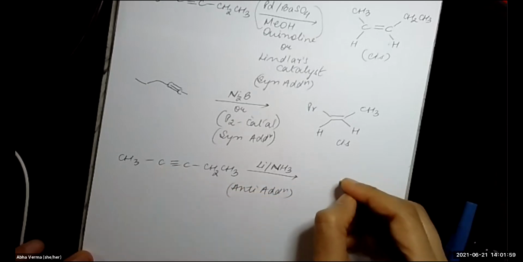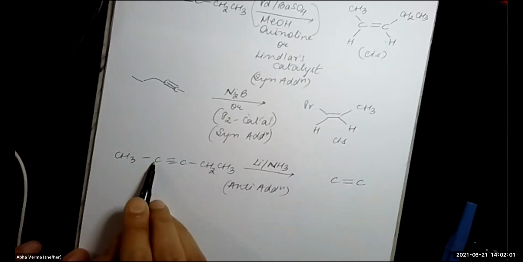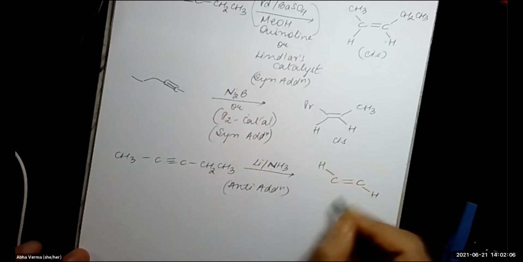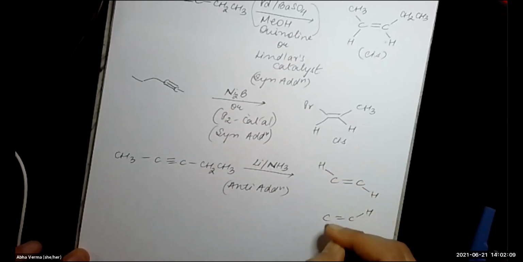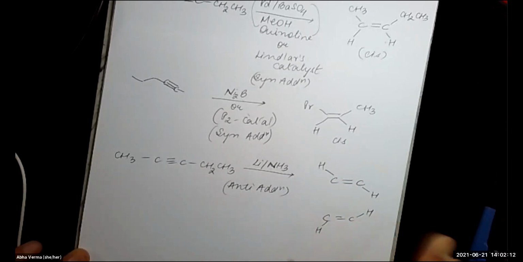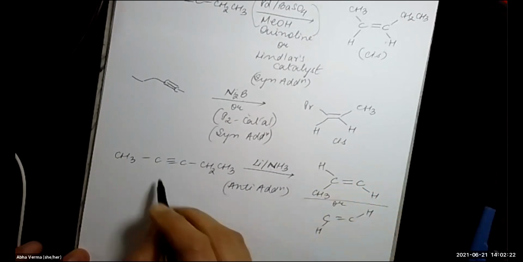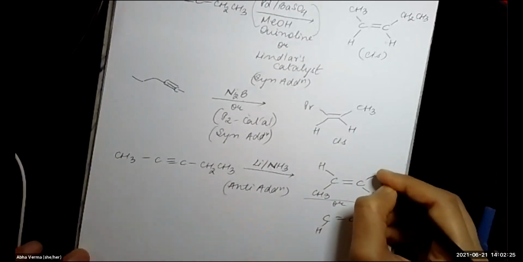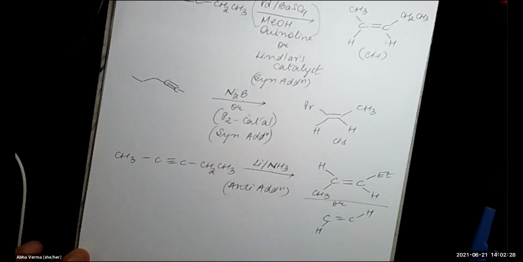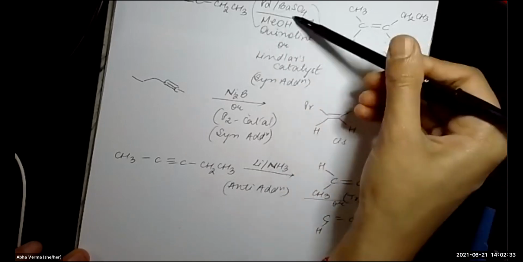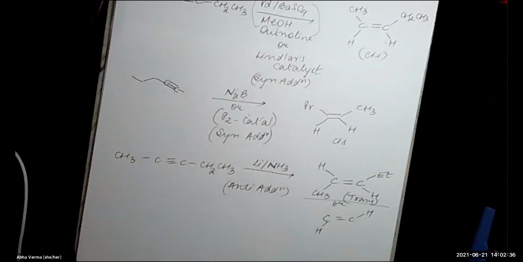So across these two carbons, I'm going to make my double bond. I'm going to add anti-hydrogens. So I can add it like this. I can also show them like this. It's completely fine. What is the alkyl group on this carbon? A methyl group. What is the alkyl group on that carbon? The ethyl group. And so what did I make? I made my trans-alkene. So know your reagents.